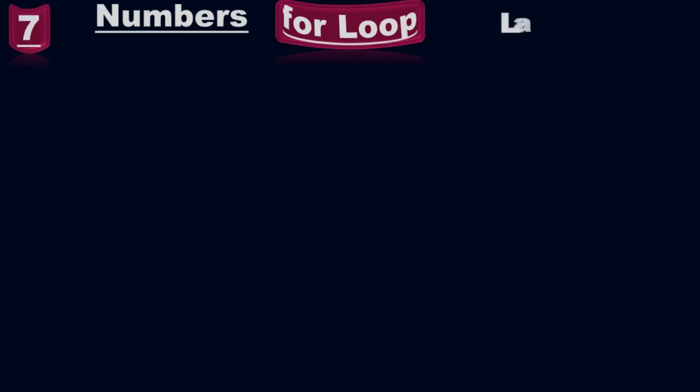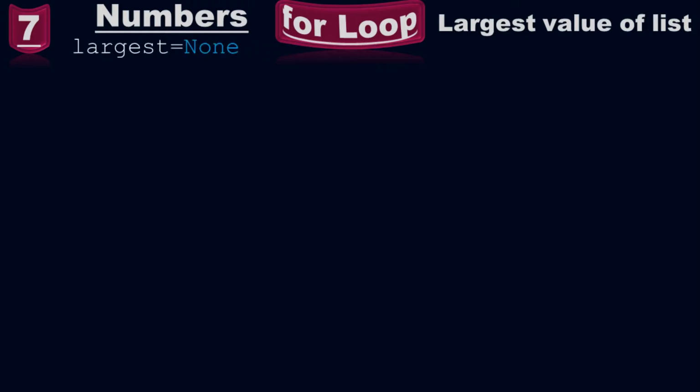Example number 7. Largest value of list. Use the for loop to find the largest value of the list. So we will use the for loop here in this example to identify the largest value of the list. Initially, largest equals to none. So at the very first stage, at the initial stage, there is no largest value. It is unknown. Take print of loops, colon, items, colon, largest, colon.